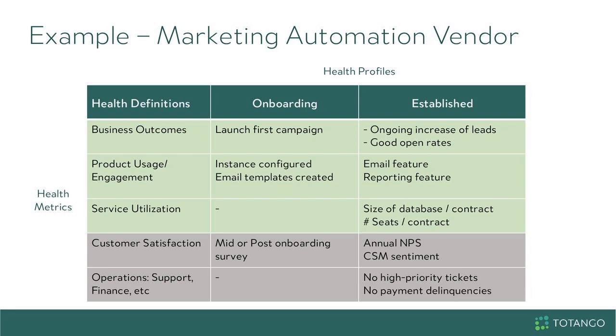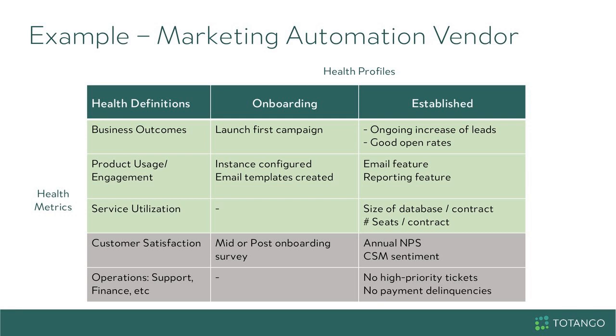So here's an example of a marketing automation vendor. And so as you can see, the health metrics on the side, I use the same 5 that we talked about before, but again, this is not set in stone. And the health profile, I'm using the same example, onboarding and established. So for business outcomes, for onboarding, we just simply want them to launch their first campaign. That's our metric. And if they're established, we actually want them to be increasing their leads and increasing their open rates. So totally different metrics, but relative for the stage that they're at.